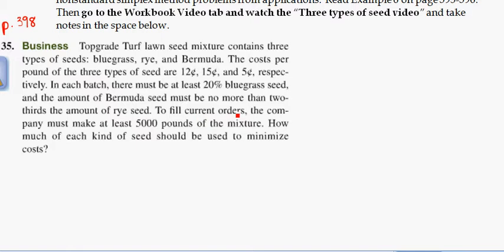To fill current orders, the company must make at least 5,000 pounds of the mixture. How much of each kind of seed should be used to minimize costs?